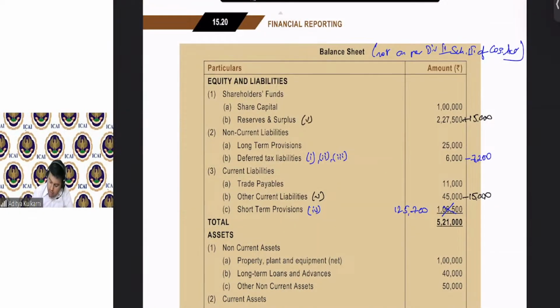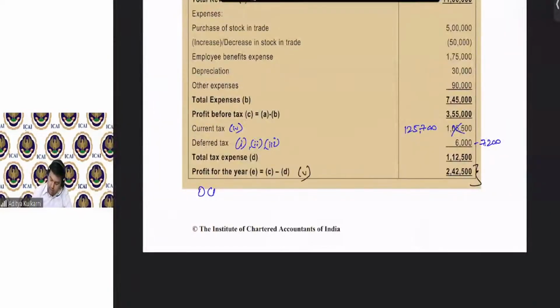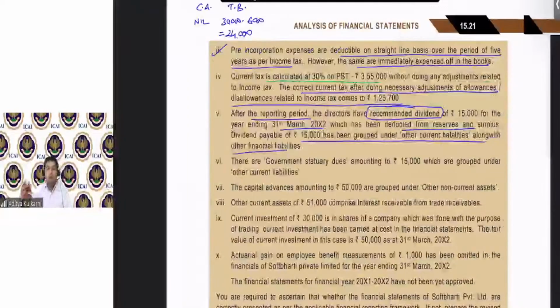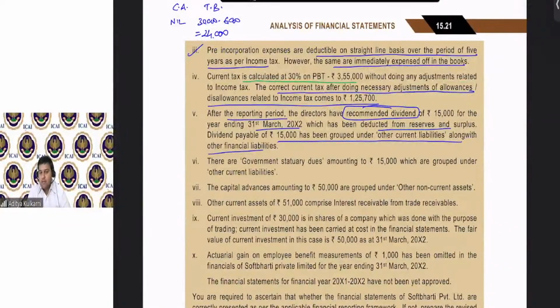So this is adjustment 5. Okay, this is adjustment 5 and this is also adjustment 5. Whether that profit is right or wrong is a different question, but right now the issue is 2,42,500 should come there, which is now coming there. So 4 and 5 are also done. Coming to the next one, there are government statutory dues amounting to 15,000, which are grouped under other current liabilities.